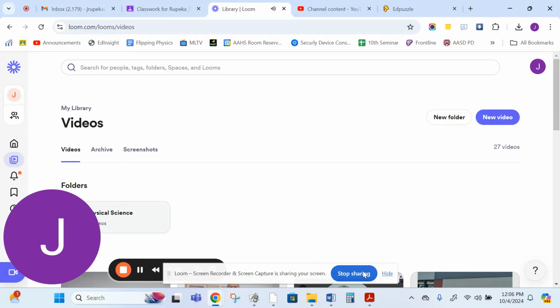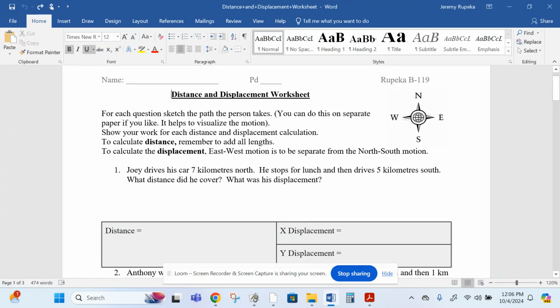Okay, hello everyone. Today we are going to go over solving some of the distance and displacement problems for the intro worksheets. This is the intro to 2D displacement. I gave a couple little bits of info up here at the top. For each question, sketch a path the person takes. You can do this on a separate piece of paper if you like. It helps to visualize the problem.